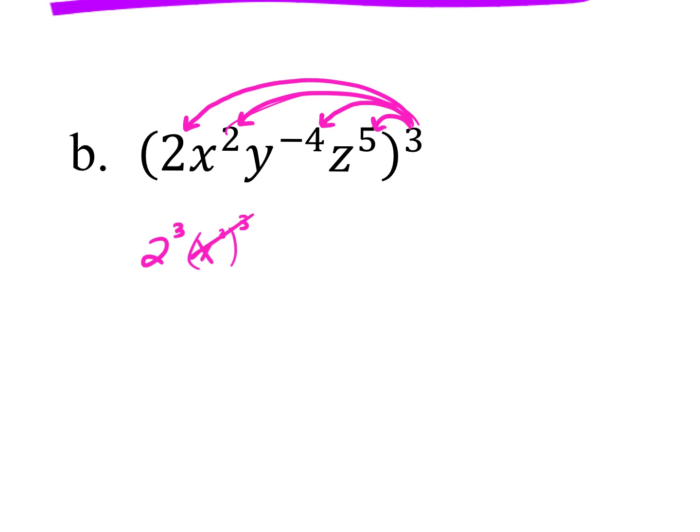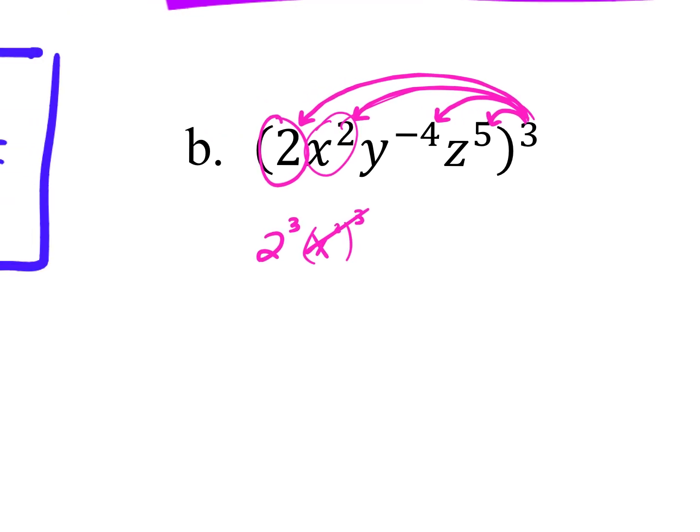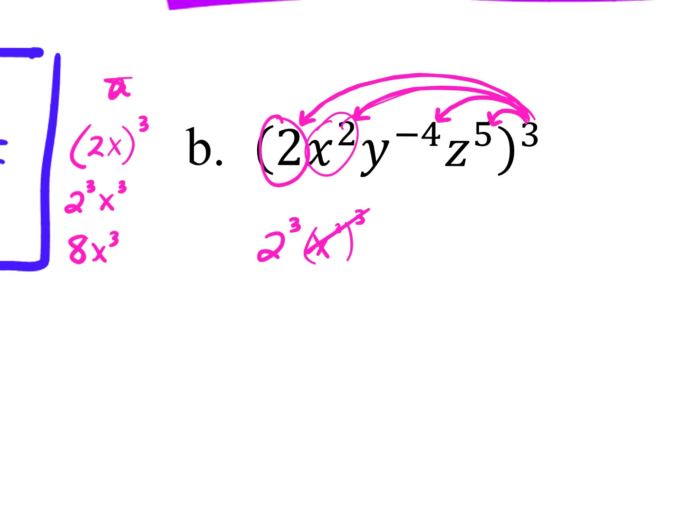So you just have to be careful that you take this to the power, but when you take a power to a power, you multiply those numbers together. So maybe on your note card, you want to write something like 2x to the third is really 2 to the third times x to the third, which is 8 x to the third. Okay, maybe that is helpful to you.